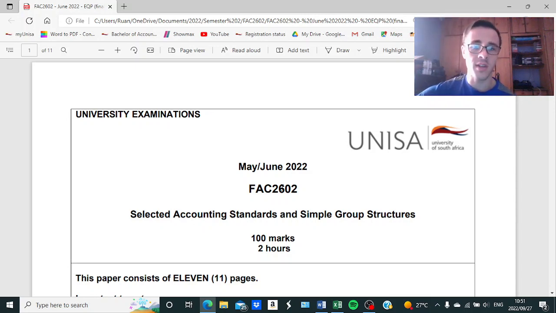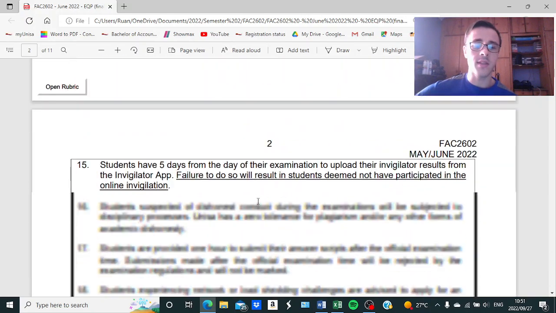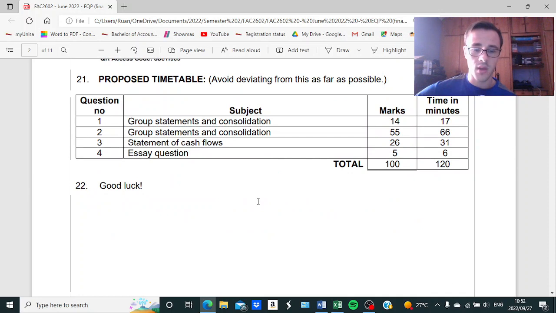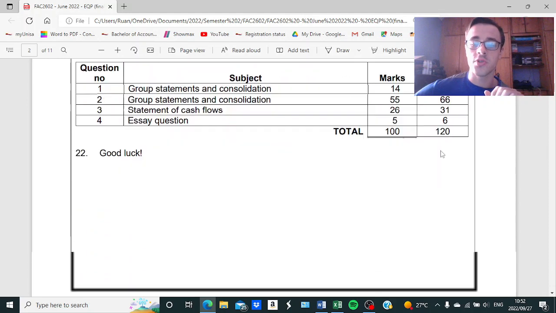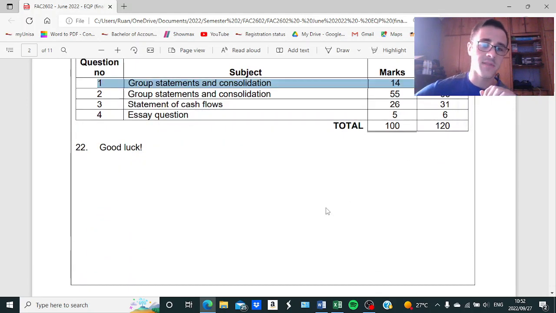Now, I will not be covering the entire paper in one lesson. I decided to record separate lessons for each question. So in today's lesson, we are working through question 1, and in the next lesson, we will be working through question 2, and so on. Today's lesson will focus only on question 1, for which we are allocated a time of 17 minutes. So if this was the official exam that you wrote, you would have made sure that you completed question 1 under 17 minutes.